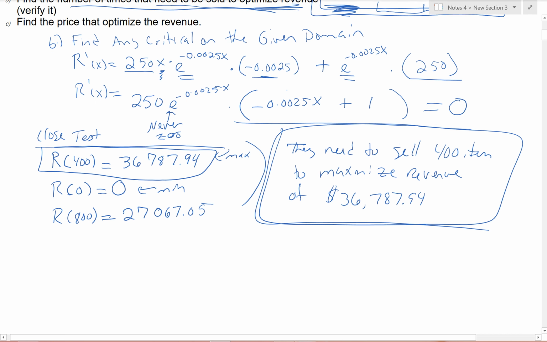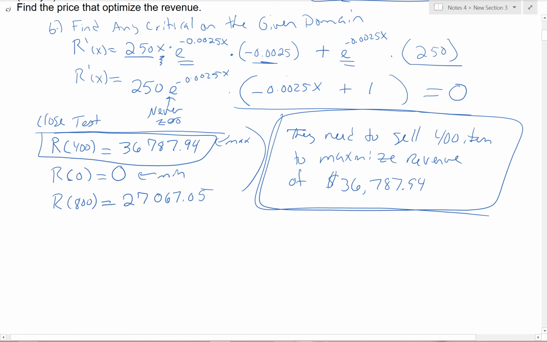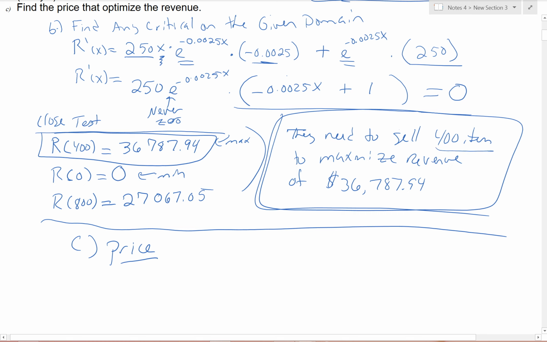All right, then the last question, part C, is, well, what's going to make this happen, right? I want to find the perfect price. I want to find the price that will have a demand of 400, because I need to have 400 items to sell in order to achieve the optimum revenue. And so I have to go back to the price equation that was given in the problem. So the 250 times the e term. So there's no x here. So it's just 250e to the negative 0.0025x. And we're going to plug in the 400 into that.